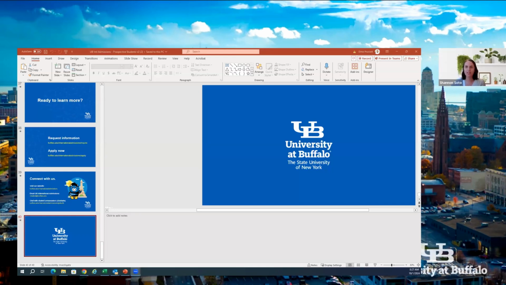Okay, great. Next question. Do students have to stay on campus during their first year, or are they free to live by themselves from the beginning? Yeah, students are not required to live on campus, so they can live anywhere they'd like. There's plenty of apartments around the Buffalo and Amherst area. I highly recommend students live on campus.